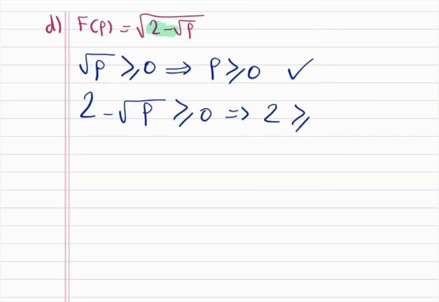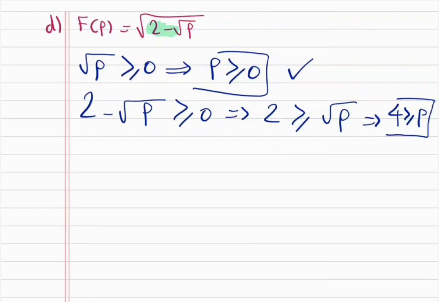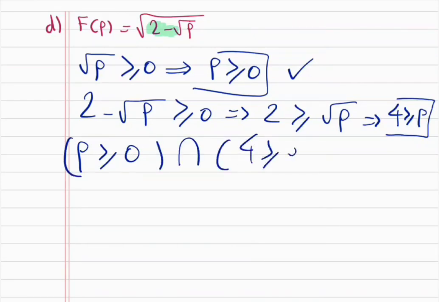So we're going to have 2 is greater or equal to root p, and then square both sides to get 4 is greater or equal to p. Now this is the second condition and this is the first one, and we take the intersection of these two because the final result is something that should satisfy both of these conditions. We take the intersection of this range with this range. I'm not really writing this in a rigorous way, but you get the idea.